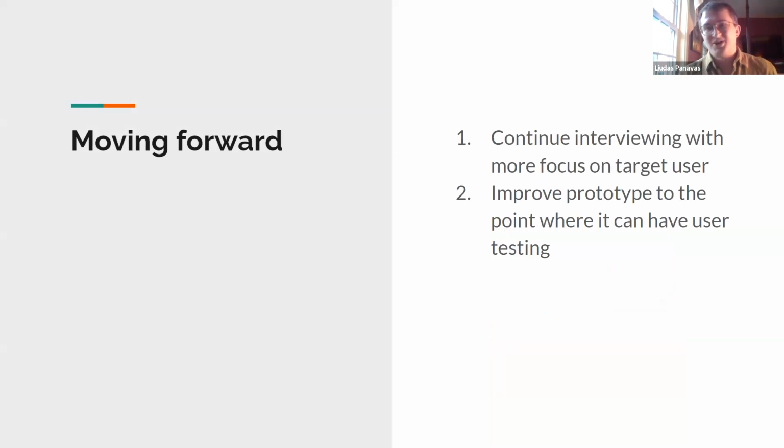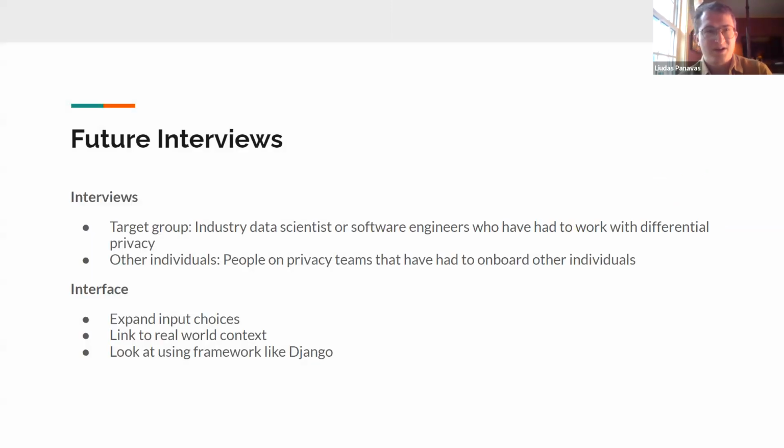Moving forward, to overcome these two challenges, I want to continue interviewing people with more of a focus on the target user of a software engineer, and also improve the prototype to the point where it can have user testing. So the future interviews will have a target group of industry data scientists or software engineers who have had to work with differential privacy, but also people on privacy teams who have had to onboard other individuals. I think they can give insights into what works and what doesn't.